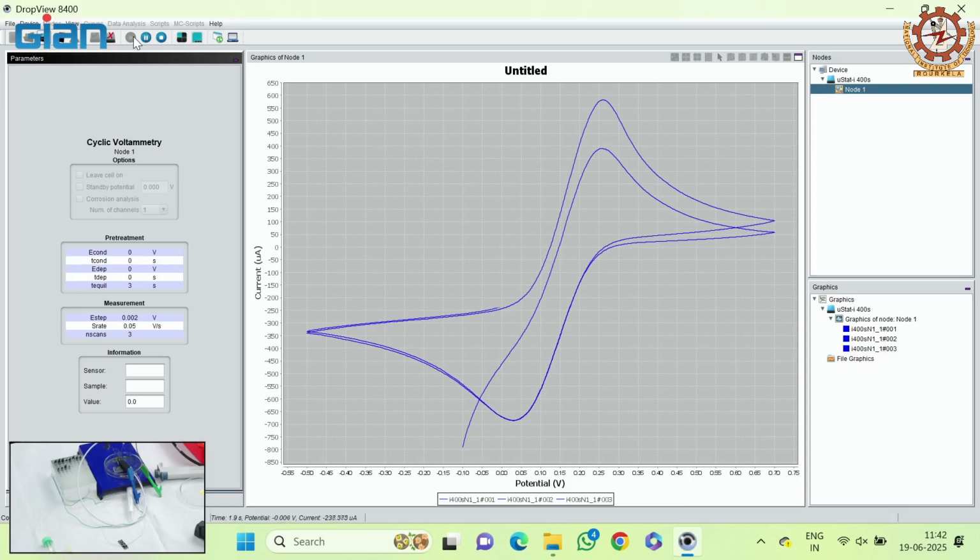The shape of the CV curve indicates that the working electrode is working okay. The oxidation and reduction voltages can be noted down for further analysis if you wish.